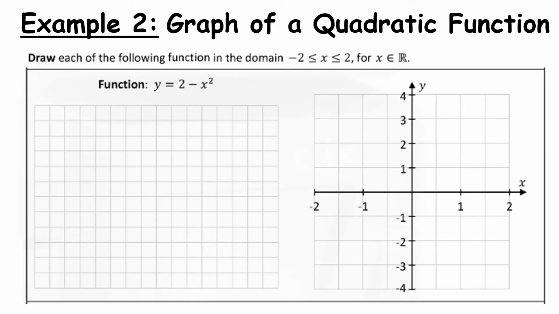Now let's work with an example of graphing a quadratic function. So draw this function y is equal to 2 minus x squared in the domain minus 2 is less than or equal to x is less than or equal to 2. Just to take a look, this is a negative quadratic. So straight away I know when I draw it, it's going to be this frowny face here.